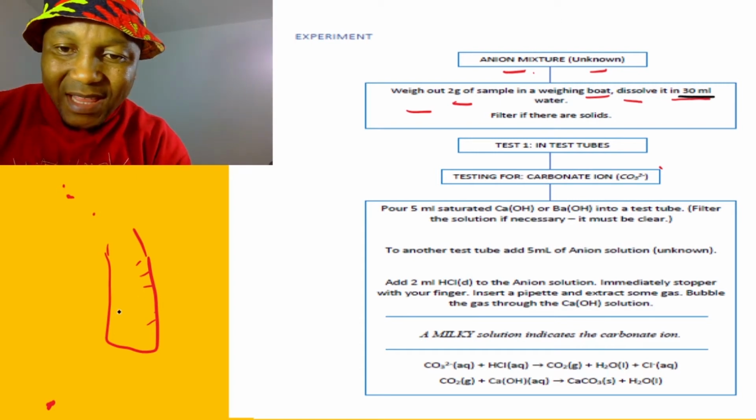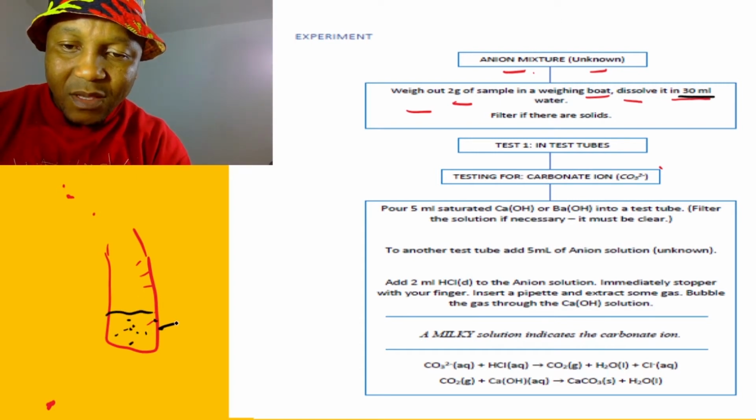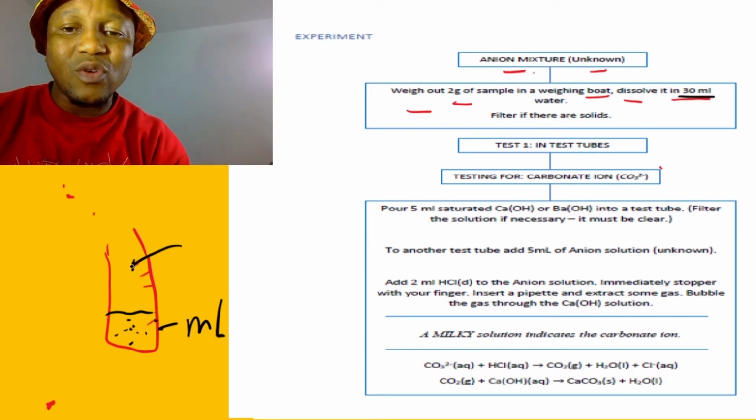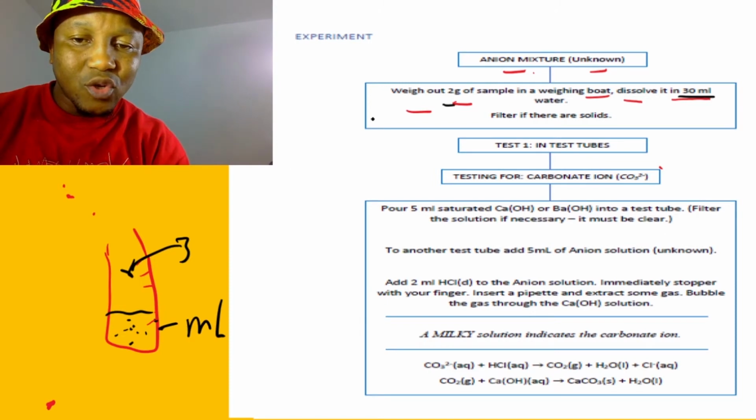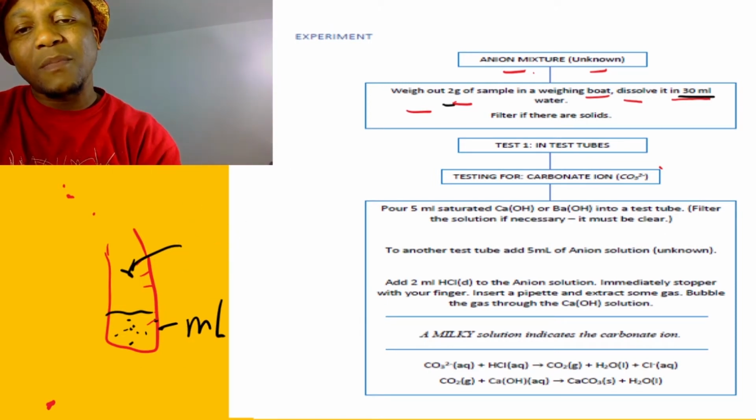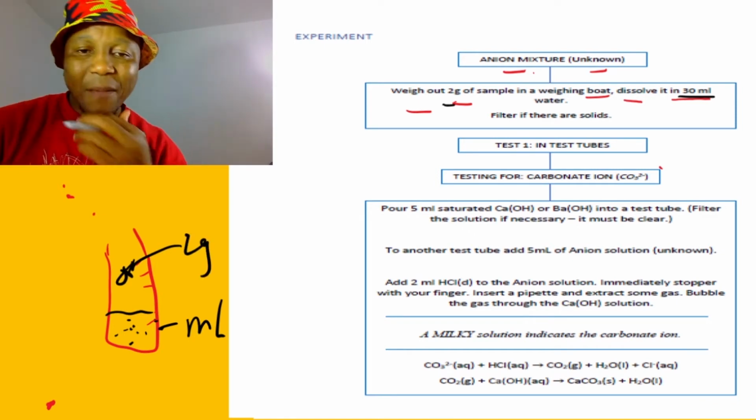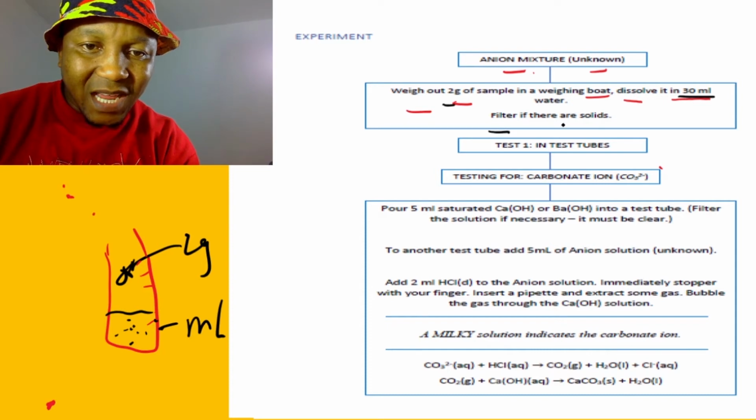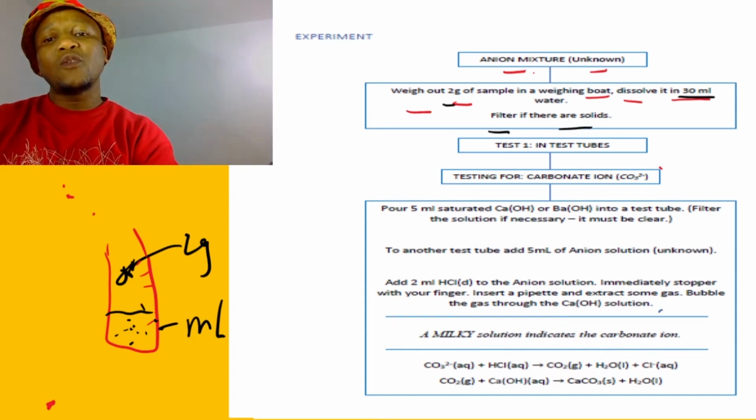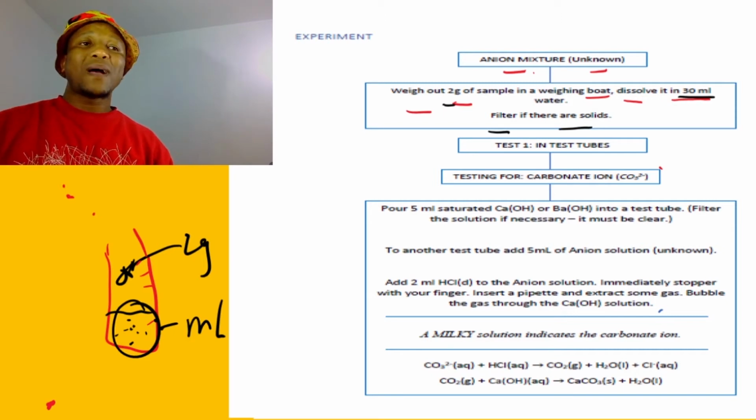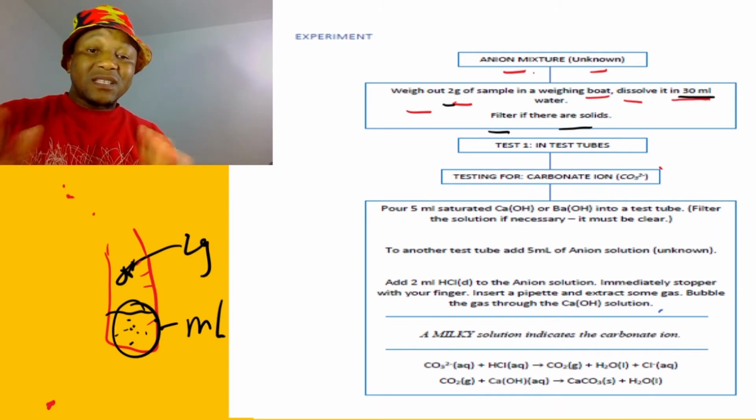What you measure is 30 milliliters of water, and then take the sample they gave to you and put it in here, which is 2 grams, and then we're gonna dissolve the 2 grams here, and then what happened then? And then after, filter if there's any solid. When you dissolve here, something's gonna dissolve, but it may happen that you have some solid. So try to filter and then separate the two.